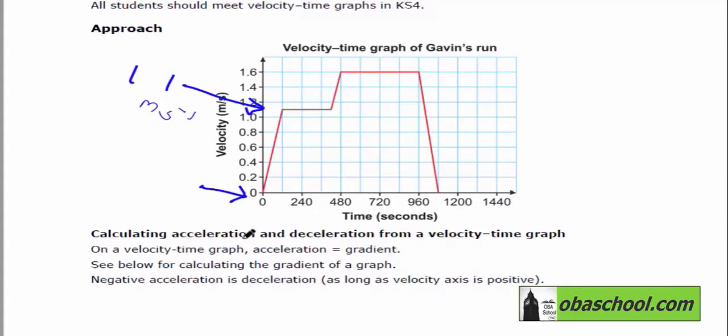Calculating acceleration and deceleration from a velocity time graph. Acceleration is when the velocity is increasing. Deceleration is when the velocity decreases. Now we will learn how to calculate the acceleration and deceleration from the velocity time graph.